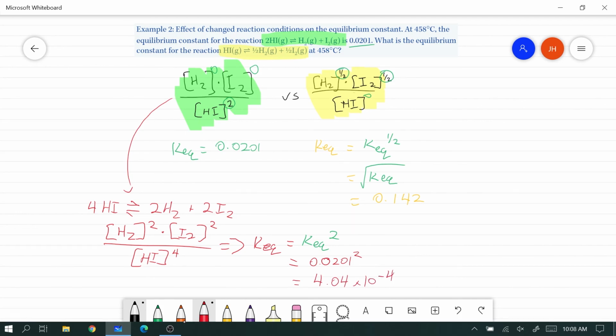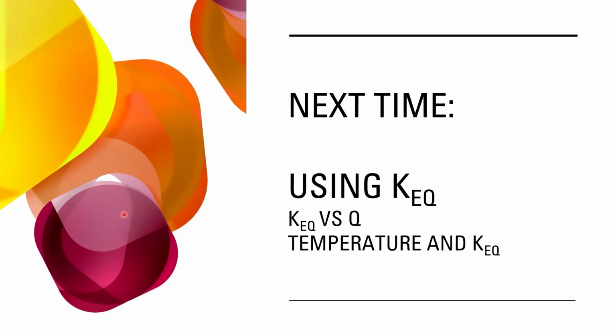So there you go, a bunch of Keq calculations. Thank you very much, everyone. Hopefully you've got a little bit of a better idea of how to calculate Keq when you're given some data.